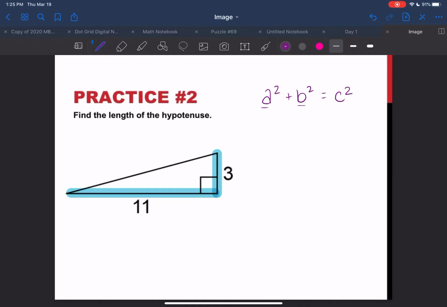So since 3 is the smaller number, I'm going to write that for a. And remember that when we're substituting, we just replace the a with whatever number we're trying to substitute. So instead of a, I'm going to write 3, but it's still going to be squared. Same thing for the b.